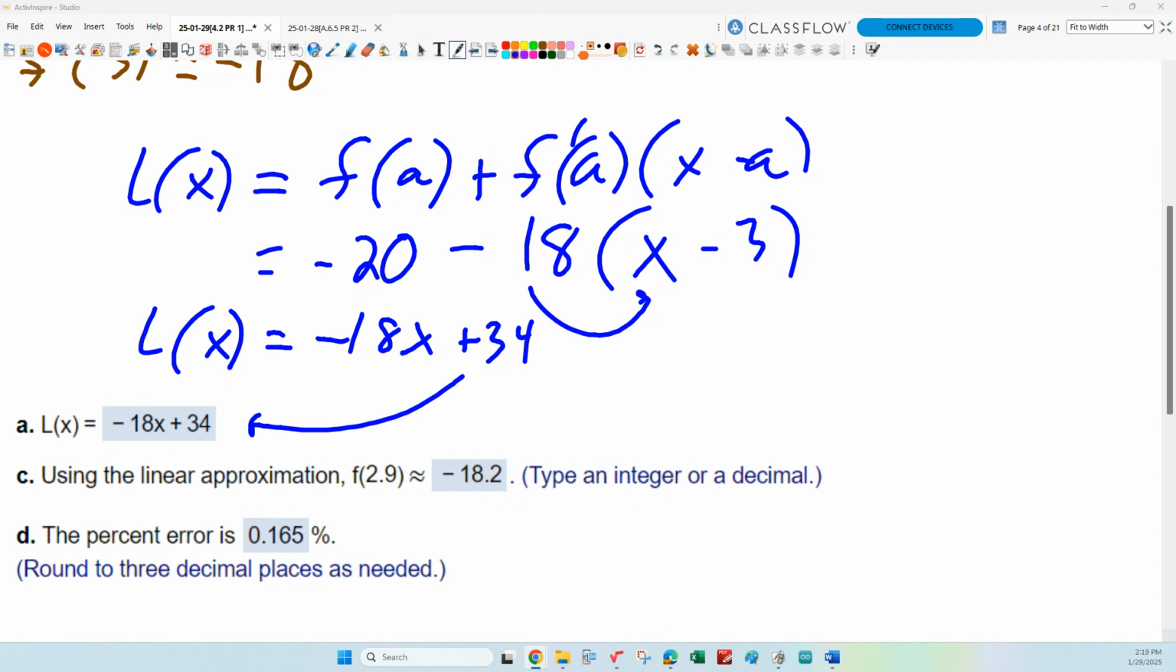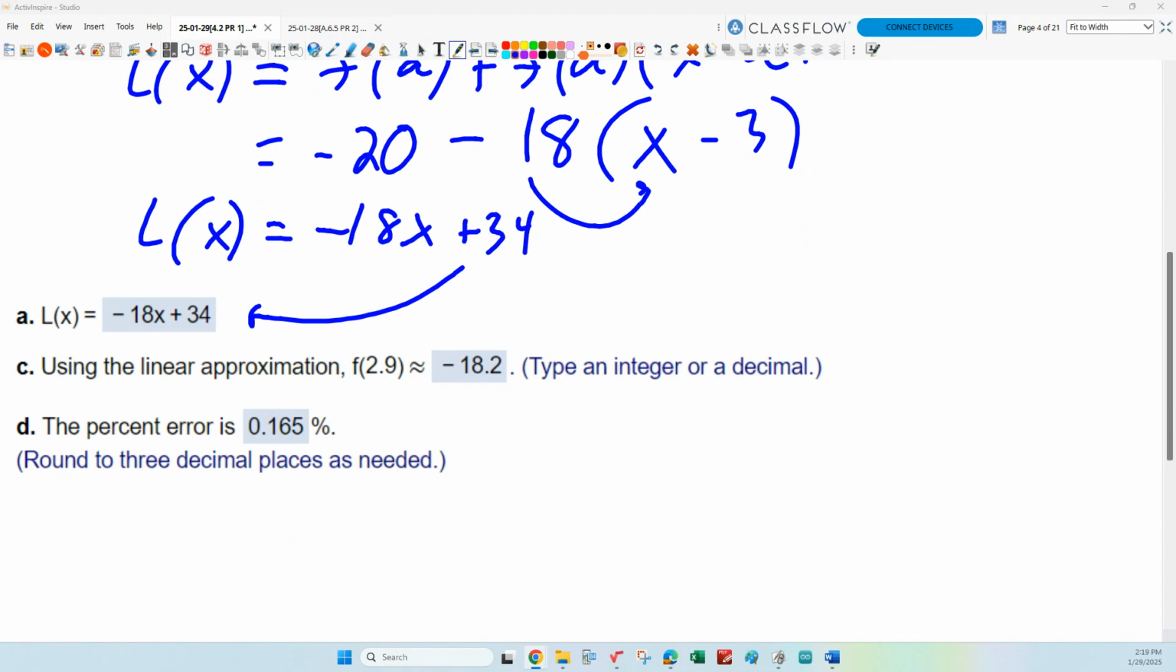And so then it's pretty easy to calculate what the linear approximation is. We would just plug 2.9 in there. And I don't have to do it. All I'm doing is a linear equation. I'm not having to take it to any exponents or anything like that, right? So if I plug in 2.9, negative 18 times 2.9 plus 34 gives us about that, right? If we just calculate that.